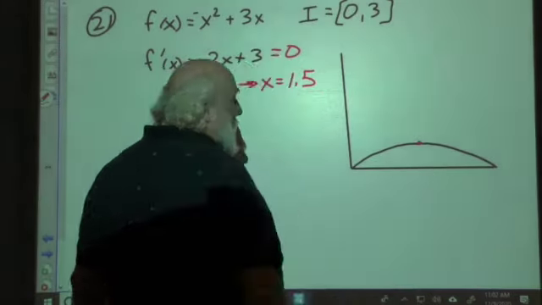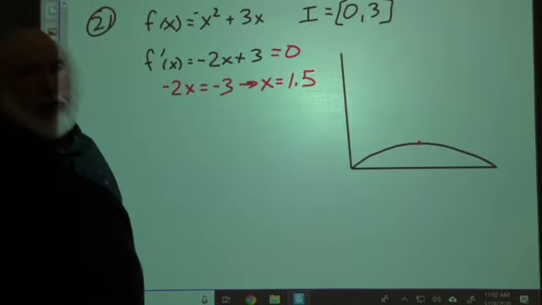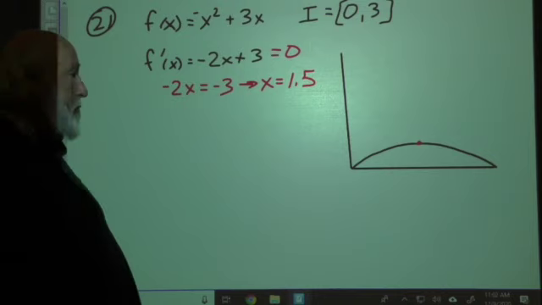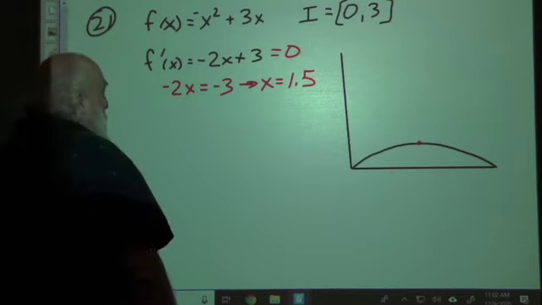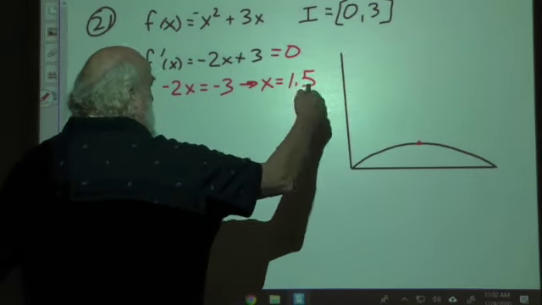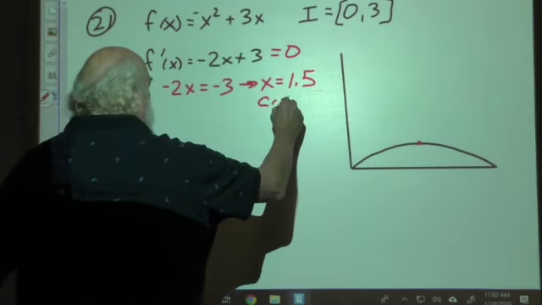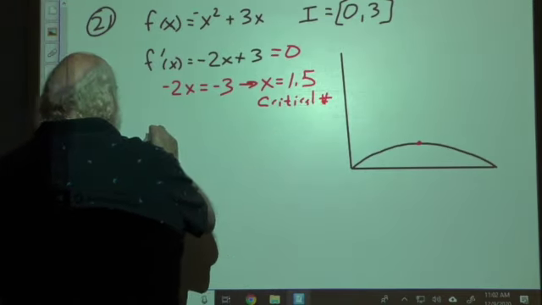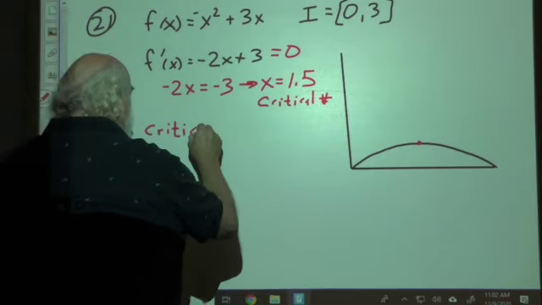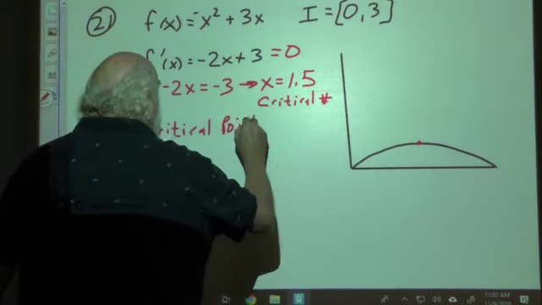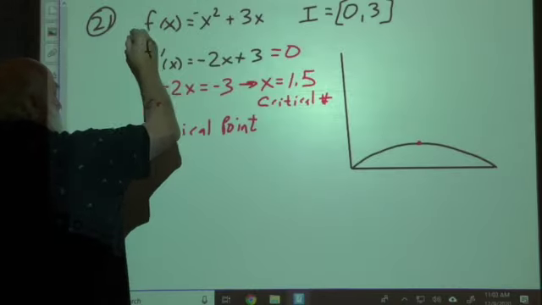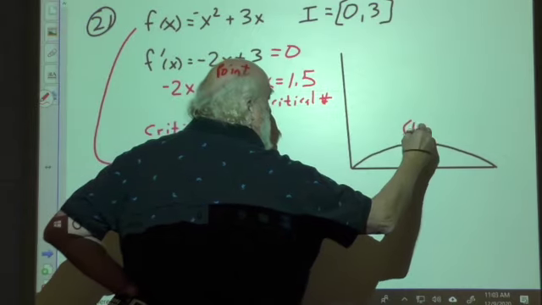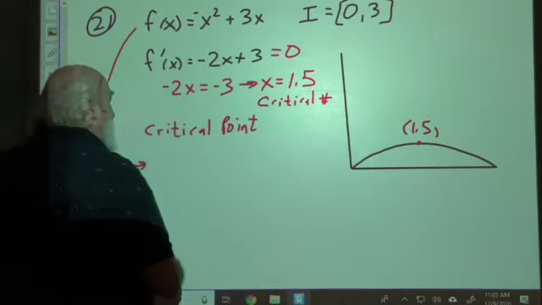Well, that makes sense because parabolas are symmetric. They go the same quantities in either direction, in this case downward. All right, so what is the value? Okay, that's the critical number. Now we got to find the critical point. To find the critical point, we come back to this right here, and we plug in 1.5 to find the y value.